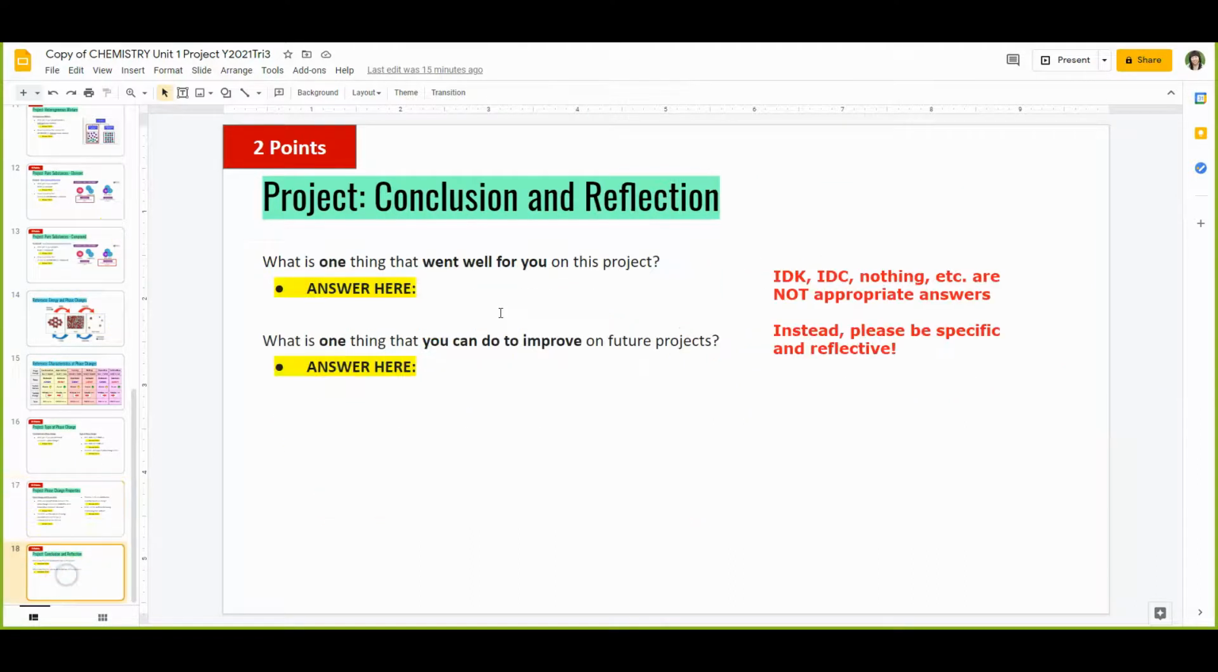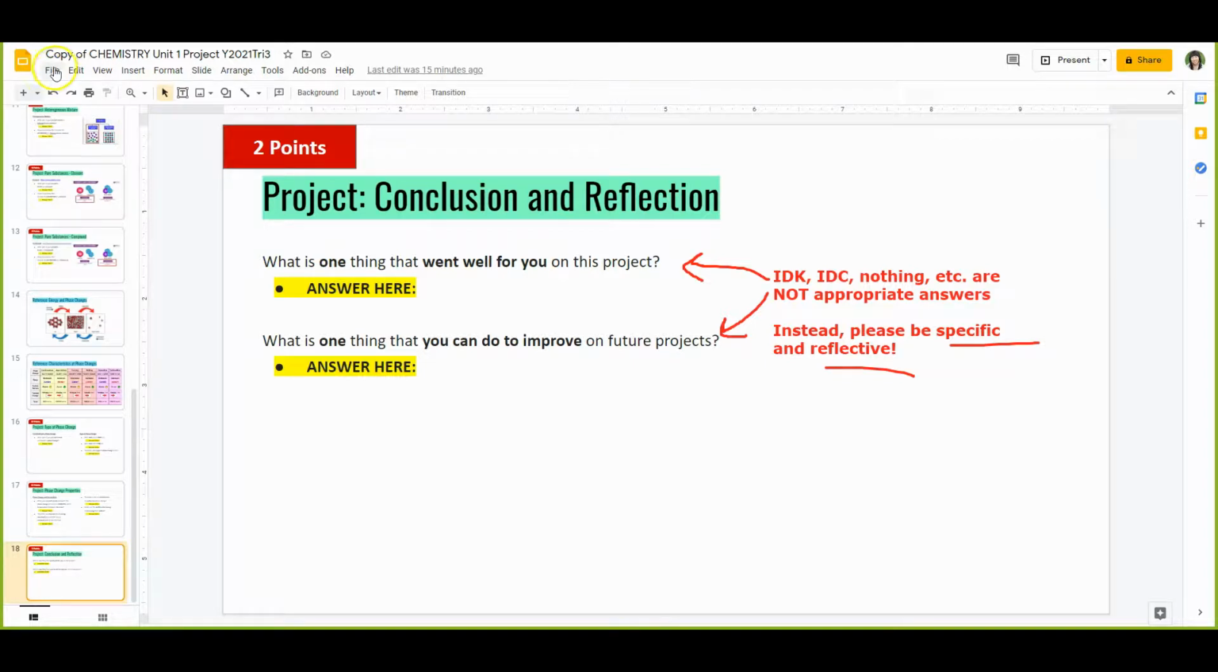Okay, let's go ahead and talk about your conclusion. Talk about one thing that went well for you, one thing that you could do to improve. Keep in mind that saying I don't know, I don't care, nothing, etc. are not appropriate answers. I do need you to be specific and reflective. Let me go ahead and show you now how to submit your project.